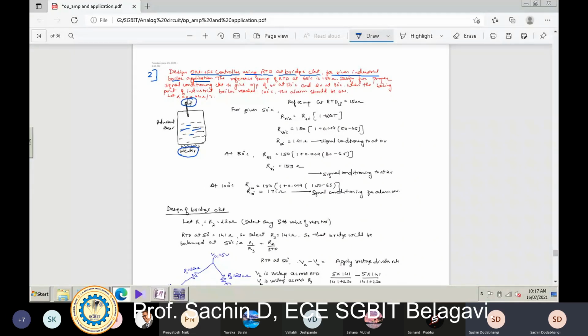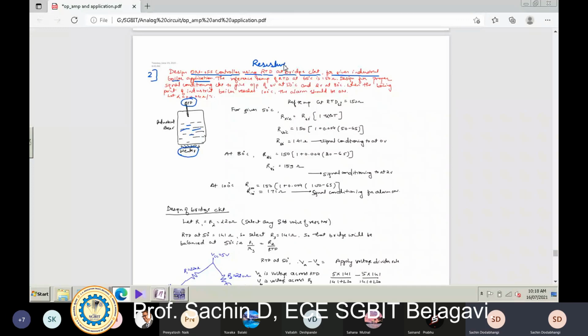RTD is a temperature sensor. It is going to sense the temperature and convert it to the corresponding resistance. So this is my RTD, resistive temperature detector. I'll write it here: resistive temperature detector. This is my temperature transducer or temperature sensor.